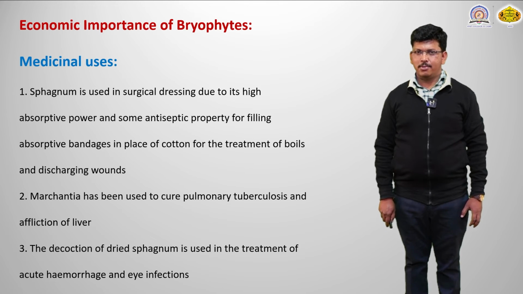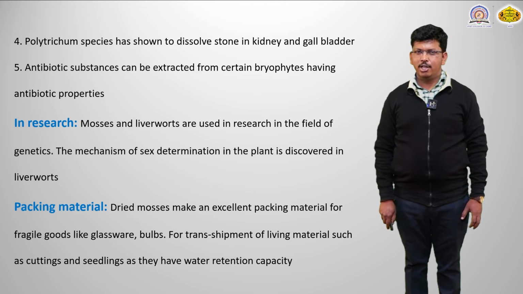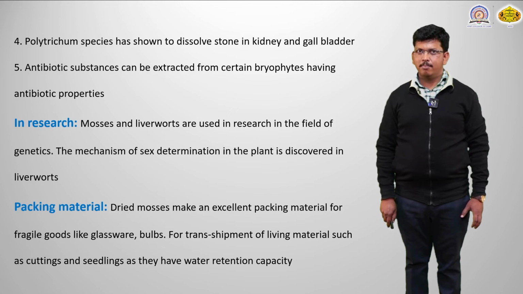So next medicinal use is dissolving the stone of the kidney. In the kidney there are different salts present. These salts convert into stones, and they create problems in the kidney and cause pain. That pain is relieved when they get dissolved. So Polytrichum is used to dissolve the stone in the kidney or gallbladder of the human being.